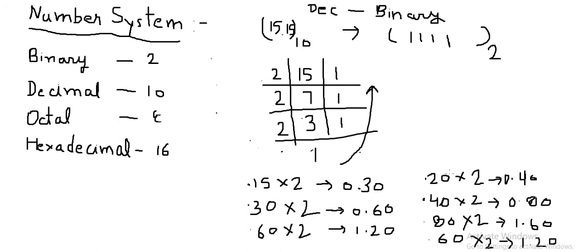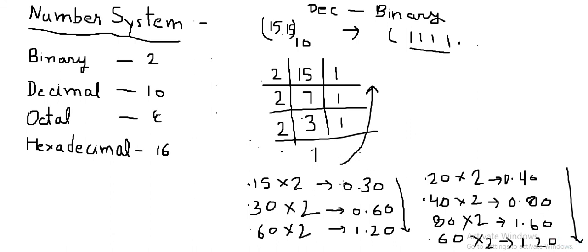So how to write this representation? In that case, let me write it here. How to represent it? You have to take the decimal point here, because 15 we have already converted. For the number without a fraction part, we were taking the remainders from down to up, but here we will write the numbers from up to down.